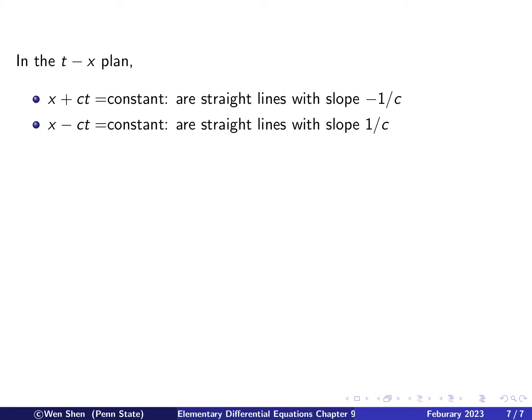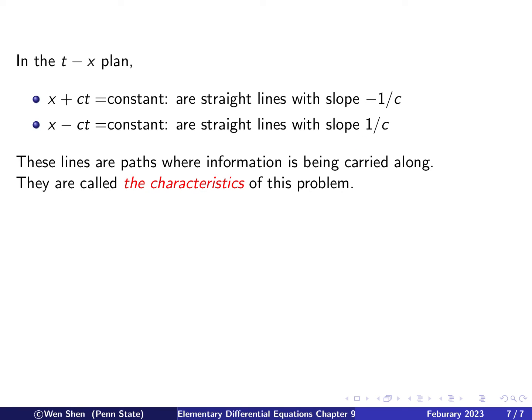Okay, so let me put them in words. In the tx plane, where you draw x as the horizontal axis and t as the vertical axis, then x plus ct equal constant are straight lines with slope negative 1 over c. x minus ct equal constant are straight lines with slope 1 over c. So these lines are paths where information is being carried along, and they are called the characteristics of this equation.